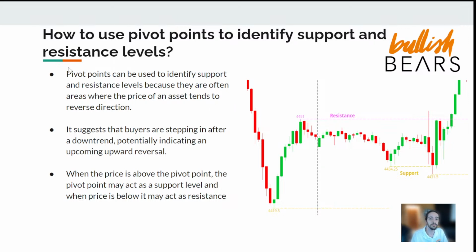Pivot points can be used to identify support and resistance. It suggests that buyers are stepping in after a downtrend, potentially indicating an upcoming upward reversal. That's when we break these supports or resistance. When the price is above the pivot point, it may act as a support level, right? So this is a pivot point, this is a pivot point, and they were acting as support. Now this is a pivot point, and this is acting as resistance. Alright, let's go into the next one.